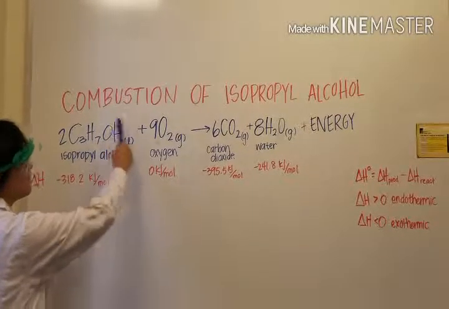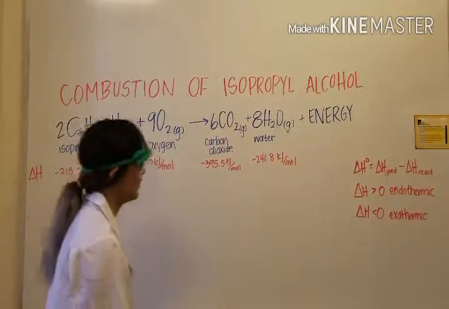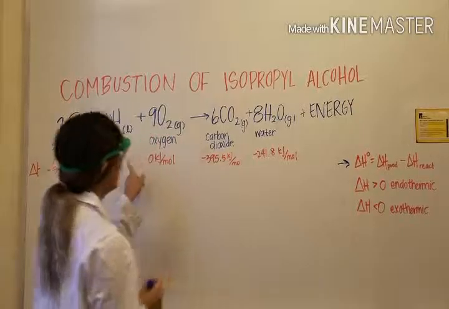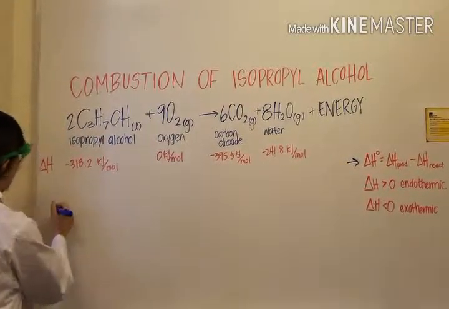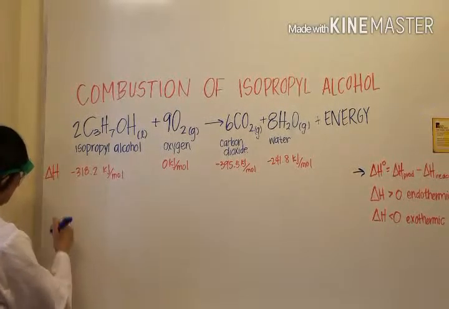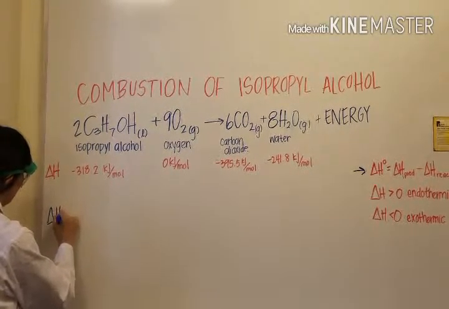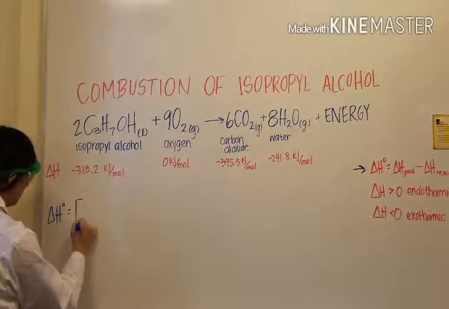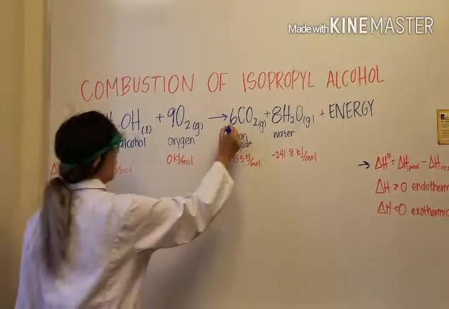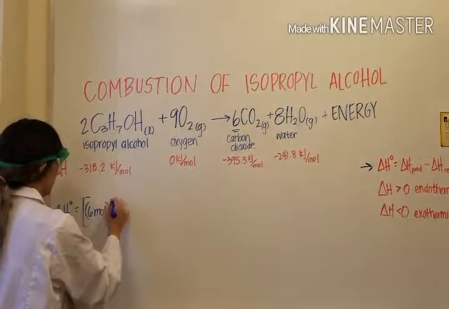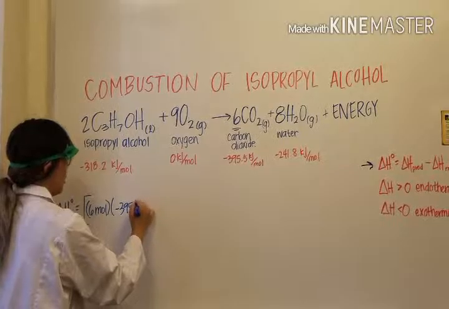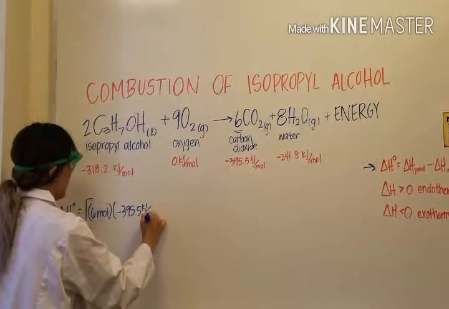Alright, now we got to that part. Let's start by examining the combustion of isopropyl alcohol using this equation. Delta H is equal to delta H of the products minus delta H of the reactants. So let's start off with the product side, namely carbon dioxide. Now it has 6 moles in the equation, and these 6 moles are multiplied by the negative 395.5 kilojoules per mole of each.